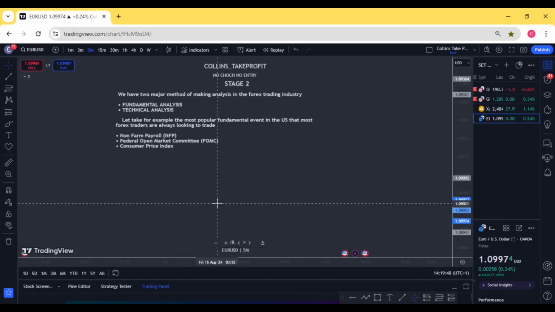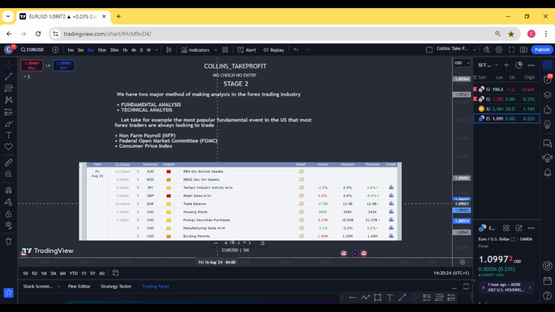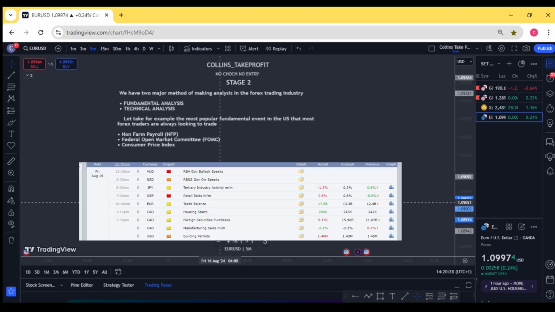Now, let's take for example, we have the most popular events in the foreign exchange market that most traders look to trade, and this is NFP, the Federal Open Market Committee meeting, which is FOMC, and we have Consumer Price Index. And you can find these news events on forexfactory.com, where you have the high impact, which is represented with the red folder, while the low impact is represented with the yellow folder, and then we have the medium impact, which is represented with the brown folder.